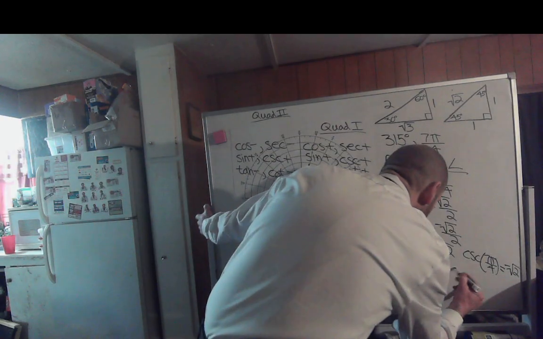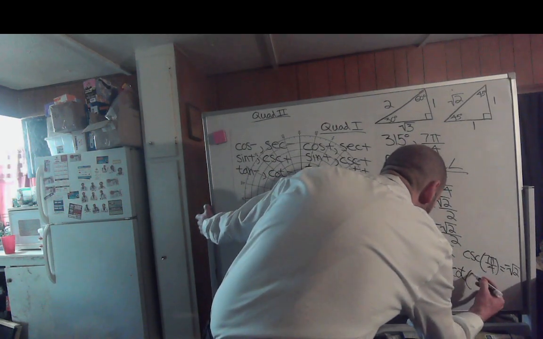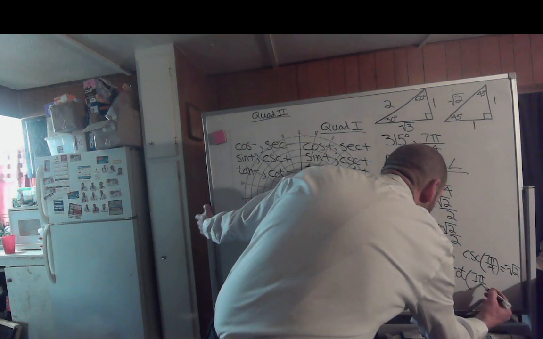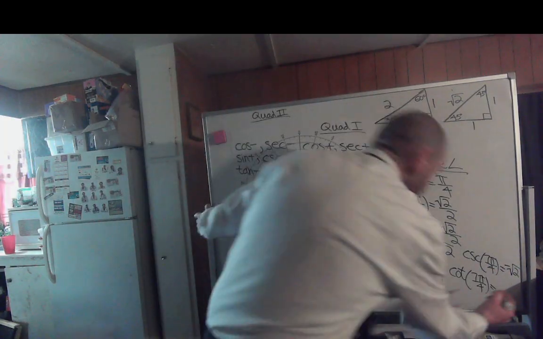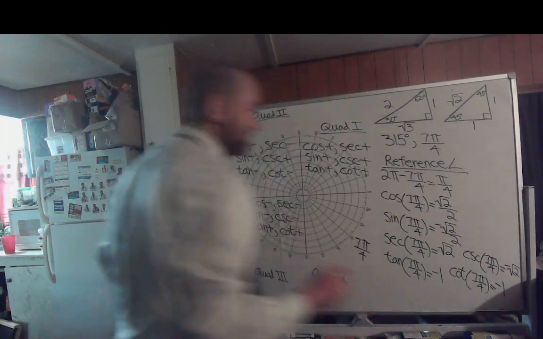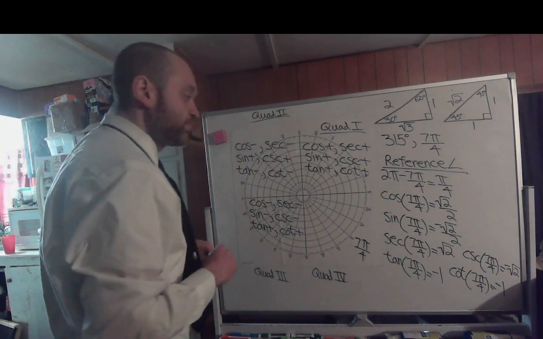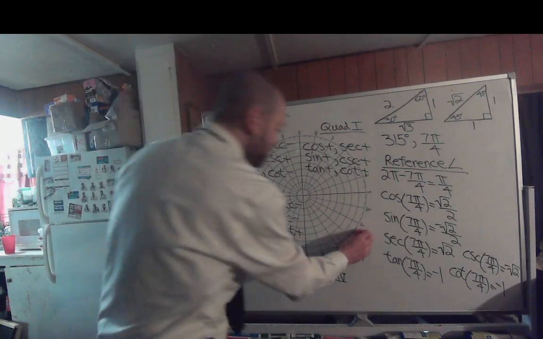Now what about your cotangent of 7 pi over 4? Alright, well, 1 divided by tangent, 1 divided by a negative is a negative. So your cotangent is also negative 1. And one more angle, then we're done with the lesson.